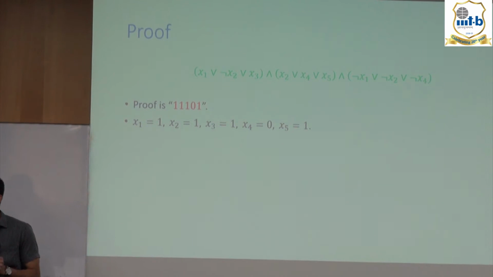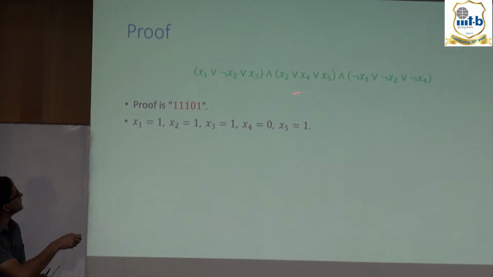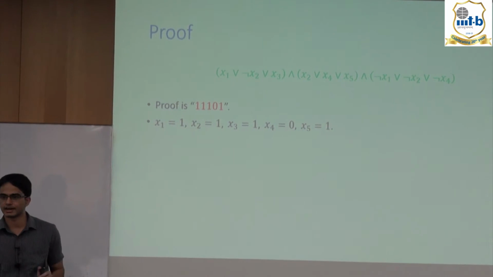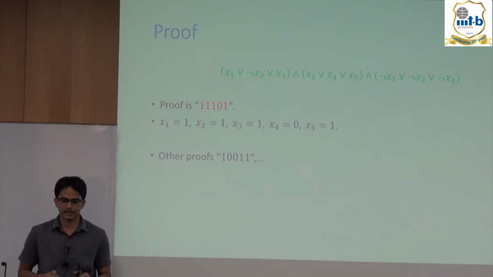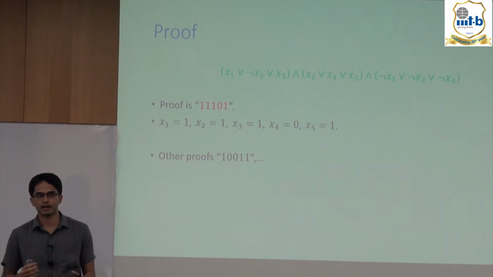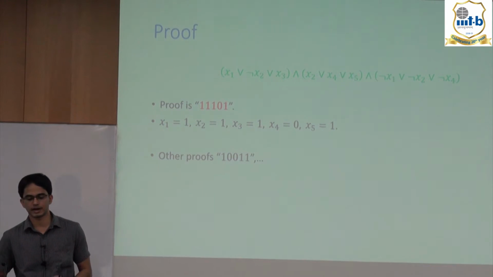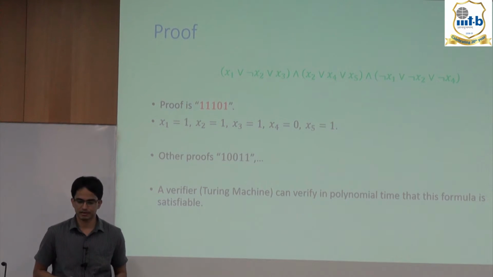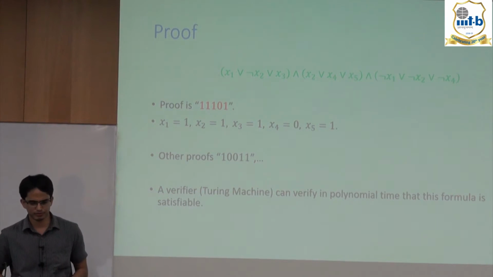Now any verifier, or a Turing machine, can go and check that this assignment does indeed satisfy the formula. You go to the first clause, plug in these values, see that it's true. Then go to the next clause, plug in these values, see that it's true. So any verifier can check in polynomial time that this proof is indeed correct. We should point out that this is not the only proof for this formula. In general, problems in NP can have multiple proofs of correctness. Like I mentioned, any Turing machine can verify in polynomial time that this is a correct proof.